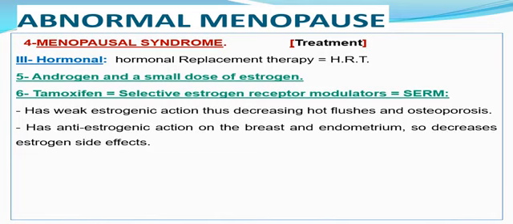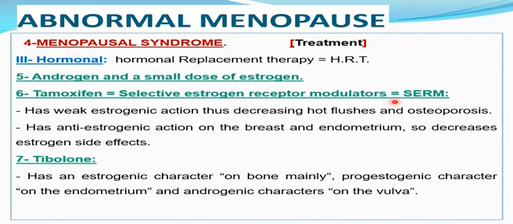Other types include a small dose of estrogen and a small dose of androgen, or selective estrogen receptor modulator like tamoxifen, which was used in treatment of breast cancer, but after a long time it acts as estrogen and is found to increase liability for endometrial hyperplasia and endometrial carcinoma.